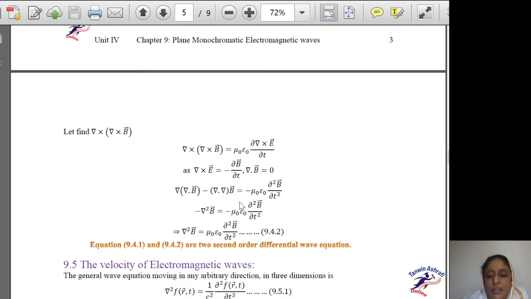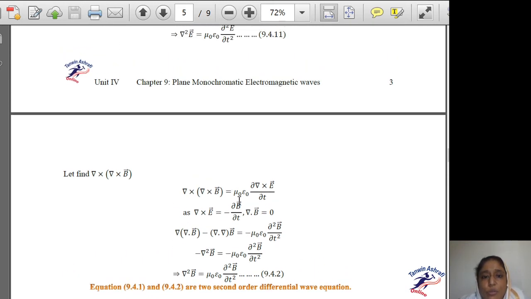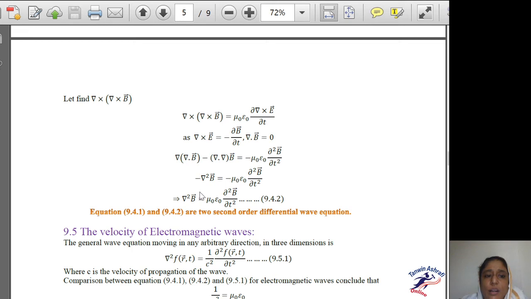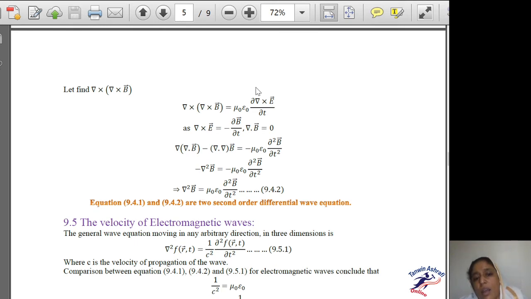Now let's find, this is the 9.4.1 equation. Now let's find del cross B. As we have done for the electric field, we will do the same for the magnetic field. And del cross B is equal to mu naught epsilon naught del by del t of del cross E.